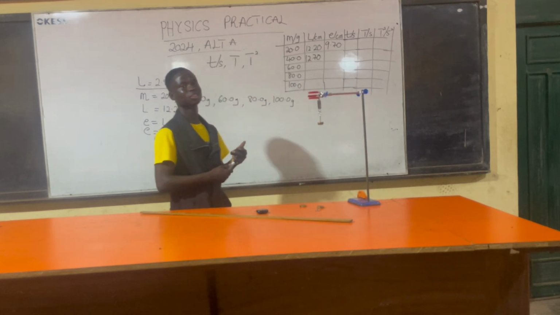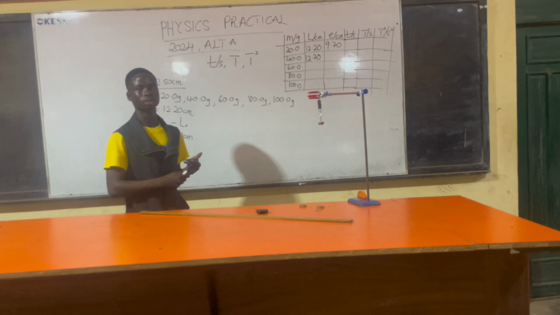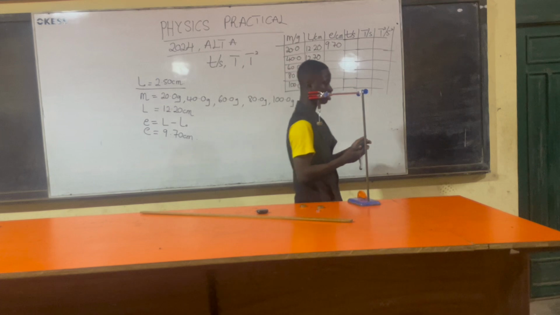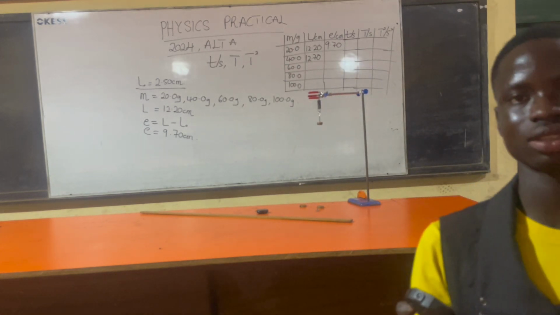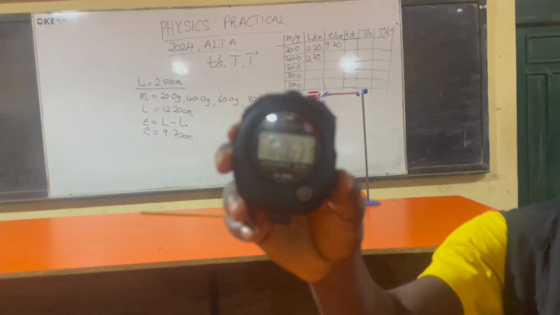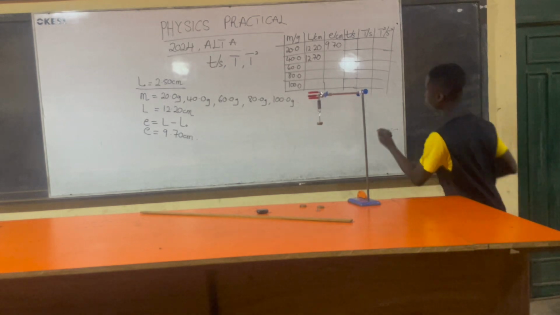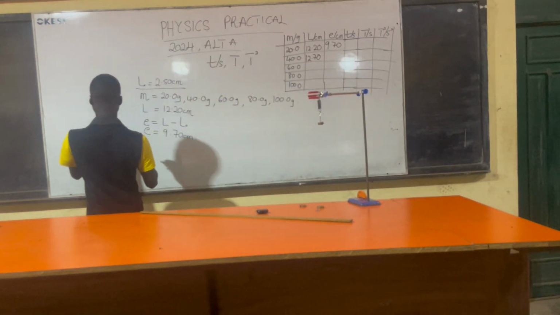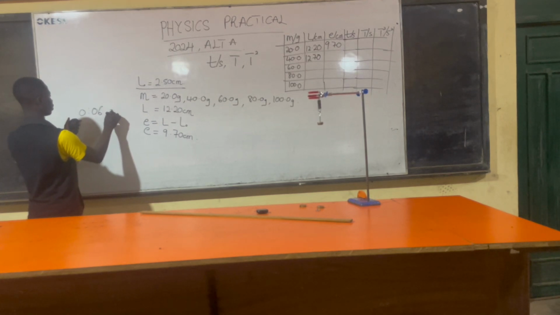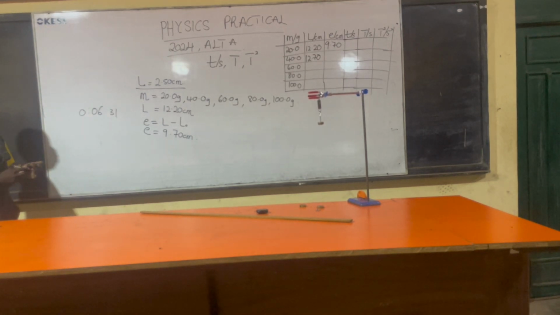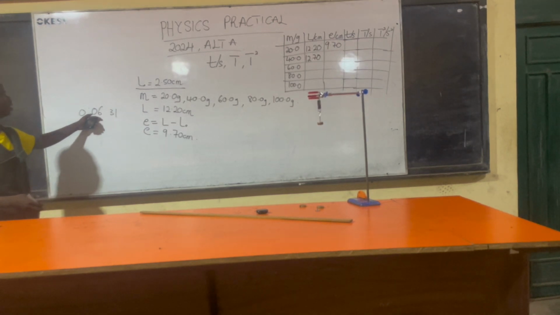Because there is a spiral spring, the oscillation goes faster. You need to acquaint yourself with that. For mass 40, we have our time to be 0.06, as you can see from the stopwatch, it's 0.0631. The stopwatch records this in seconds.